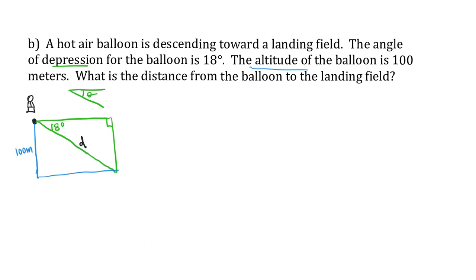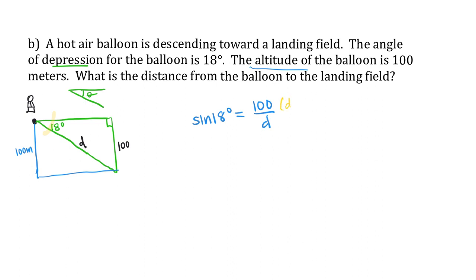So I need a triangle. I have two. Which one should we use? I think I'm going to use the green one. The 100's over here, but if this is 100, this has got to match. So this is going to be 100 over here. Now let's see what we have. I know this angle is 18. What do we have? 100 is opposite. D is hypotenuse. Opposite over hypotenuse. What is that? Sine. Sine of 18 degrees equals opposite over hypotenuse.